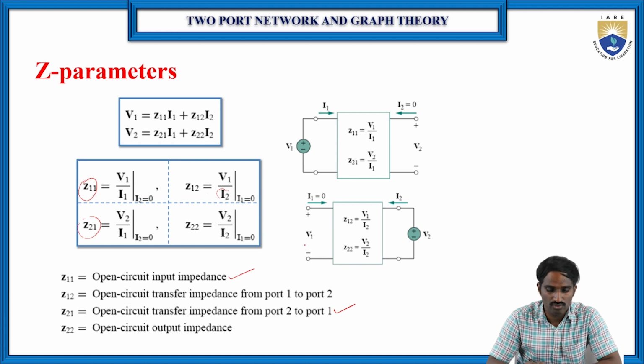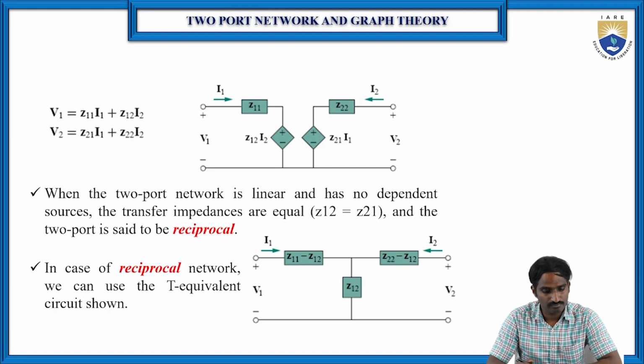That way we can find these Z parameters, the impedance parameters Z11, Z12, Z21, Z22. Because by making one terminal, either input or output, open circuit, we calculate the other parameters of the impedance. That's why these parameters are also called impedance parameters.